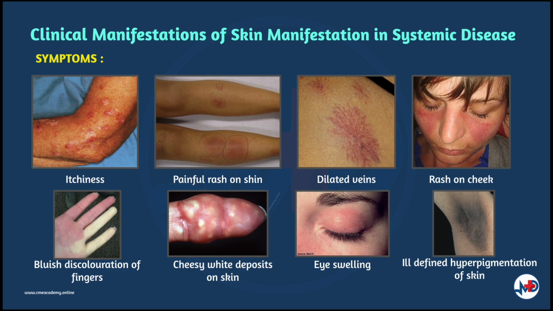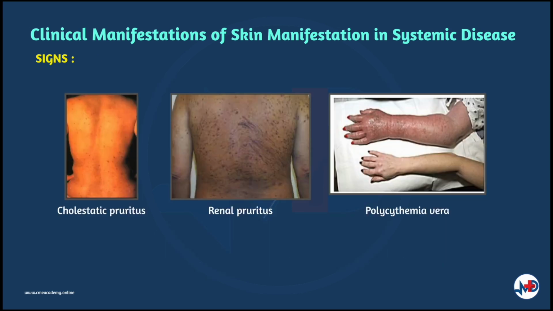Patients with scleroderma will complain of tightness and thickening of the skin with red marks and bluish discoloration of the fingers. Dermatomyositis presents with eye swelling, while those with internal malignancies will experience constitutional symptoms and ill-defined hyperpigmentation of the skin. Examination of the skin manifestations reveals different findings which point to specific underlying disease.